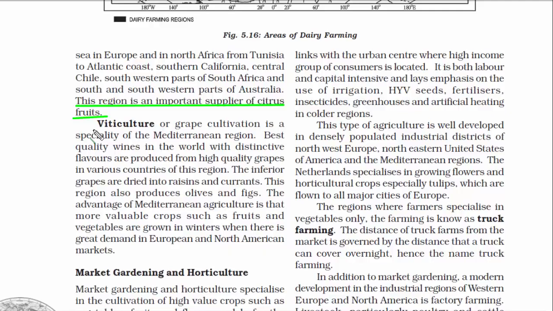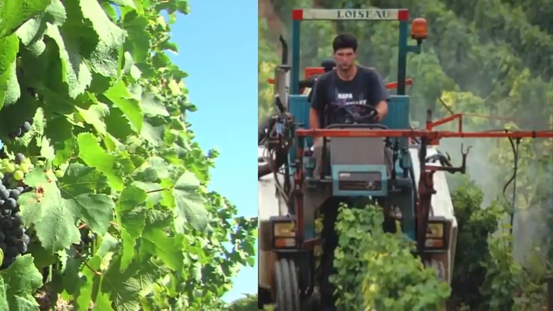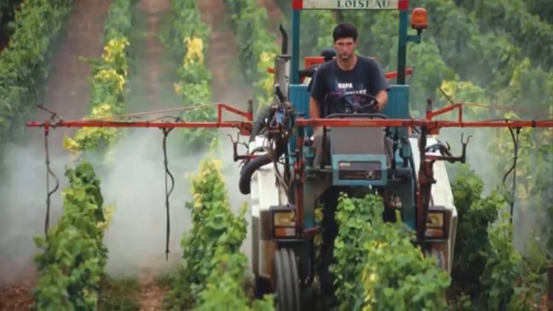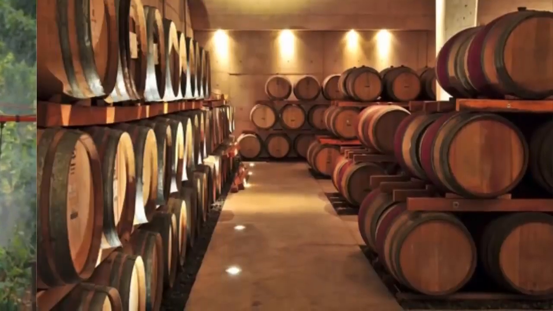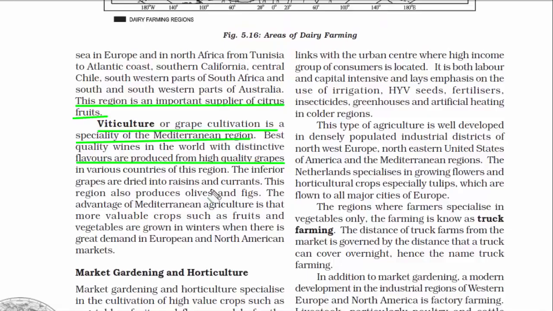The Mediterranean region is famous for grape cultivation or viticulture. As you know, wines are produced from high quality grapes, and such wines have very high market value, and you can understand this kind of activity would be highly commercial. So remember, viticulture stands for grape cultivation.